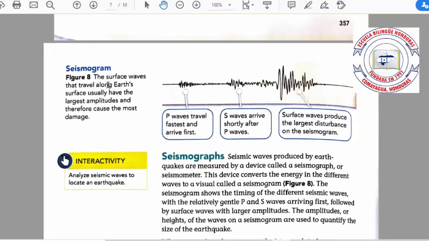Seismogram. The surface waves that travel along Earth's surface usually have the largest amplitude and therefore cause the most damage. You see a seismogram. The P waves travel fastest and arrive first, this part. The S waves arrive shortly after the P waves, this part, guys, about the seismogram. And the last part of the seismogram is the surface wave, which produces the largest disturbance on the seismogram.